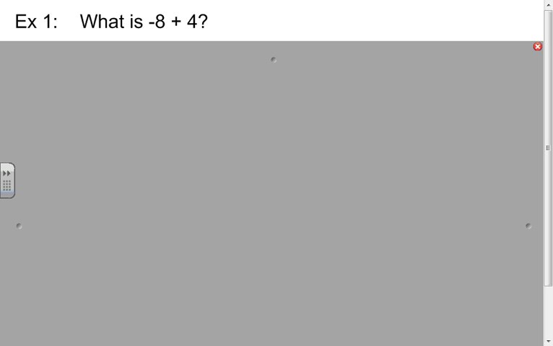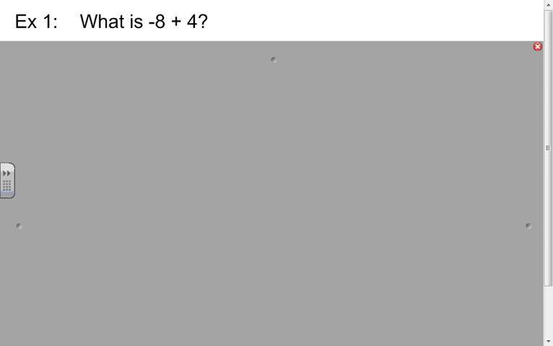Example of a problem. What is negative 8 plus 4? Now, you can probably come up with this in your head, but they give you easy examples first so you know how to do it. Then they give you the hard one. So they start with an easy one that you can probably even do in your head. But use those rules for adding real numbers that I gave you.